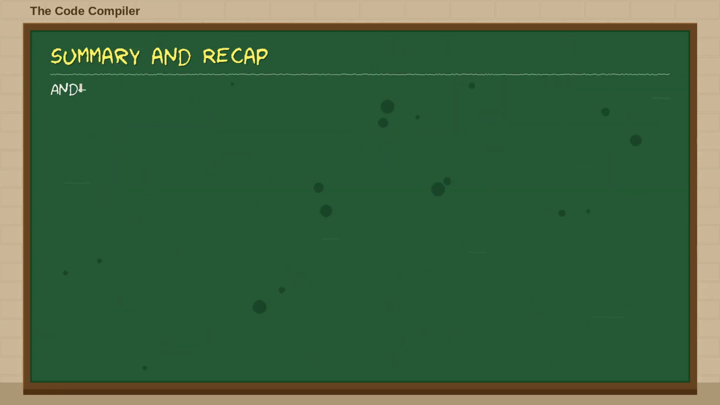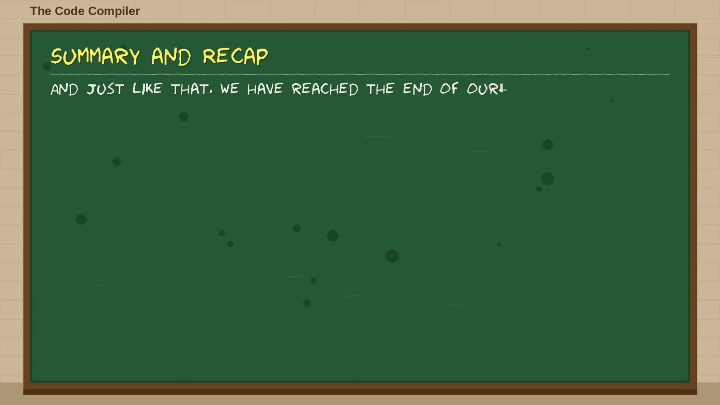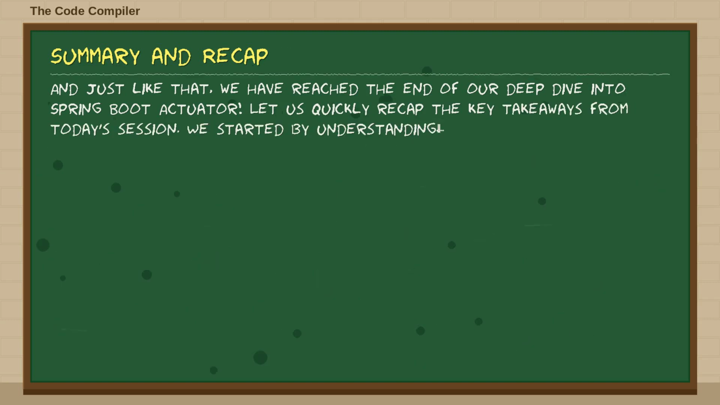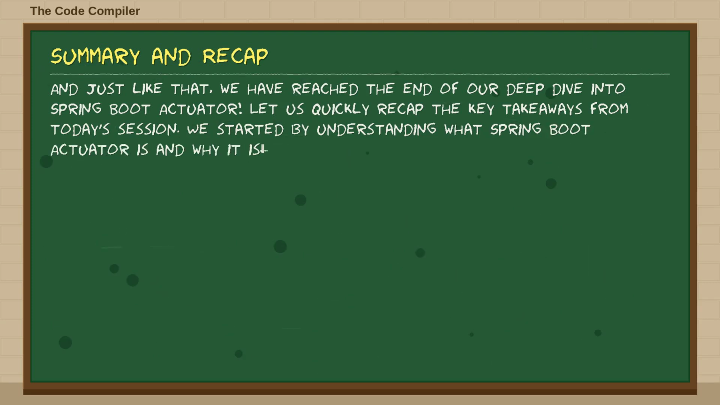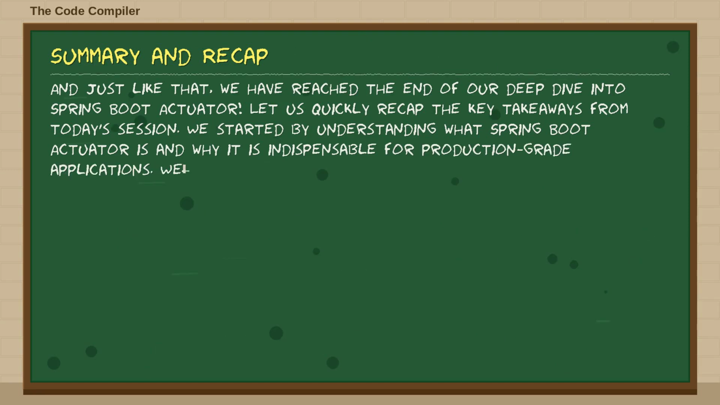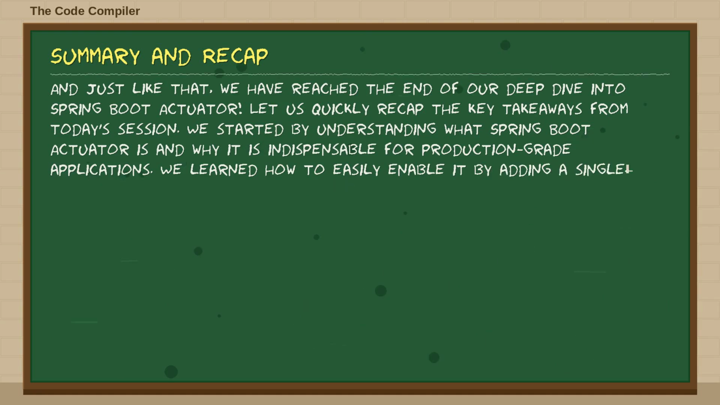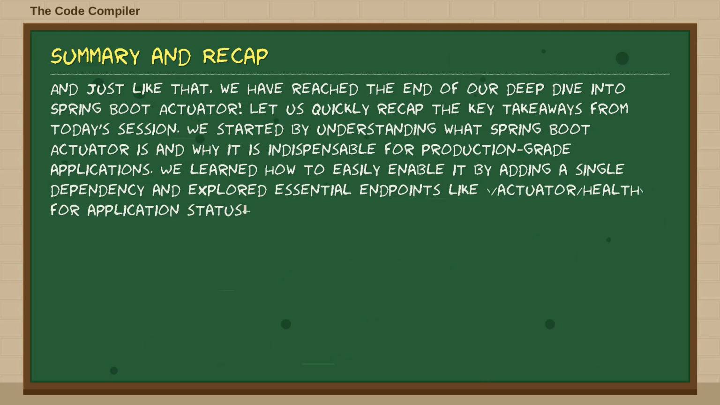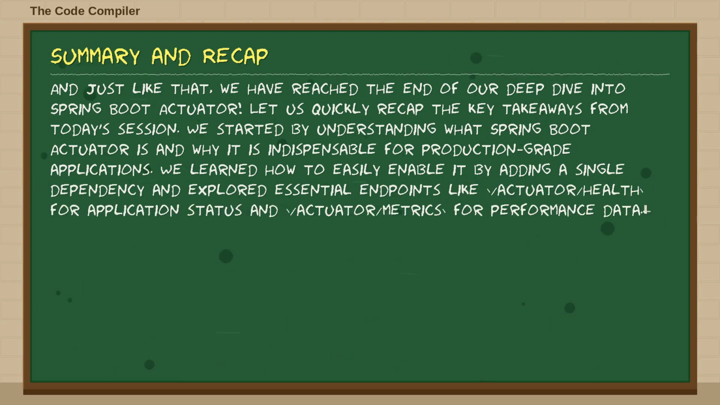And just like that, we have reached the end of our deep dive into Spring Boot Actuator. Let us quickly recap the key takeaways from today's session. We started by understanding what Spring Boot Actuator is and why it is indispensable for production-grade applications. We learned how to easily enable it by adding a single dependency and explored essential endpoints like actuator health for application status and actuator metrics for performance data.